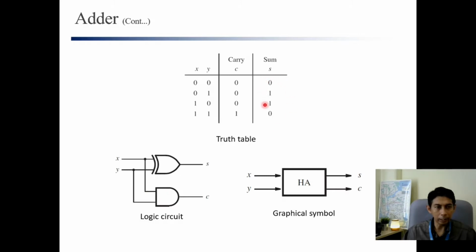And the sum is clearly the characteristic of the XOR gate: 0, 1, 1, 0. That's why the sum comes from the XOR gate. This is the graphical symbol, and we call this the half adder. Why is it a half adder? Because it cannot be used to add a bigger number. This one can be used for 1 bit addition only.